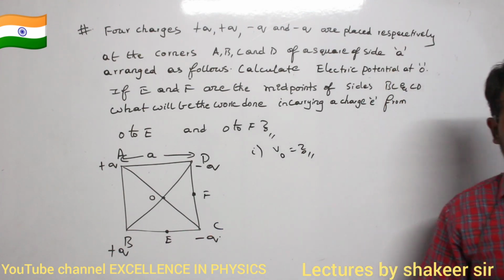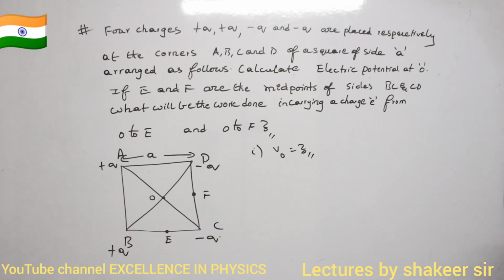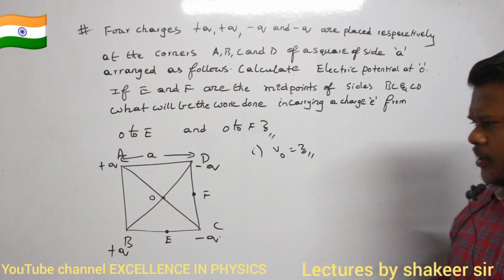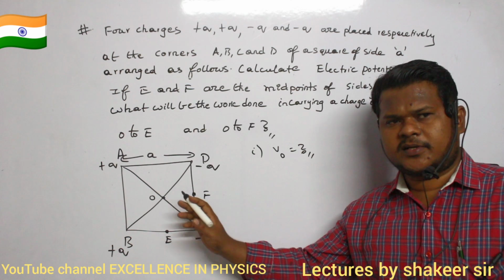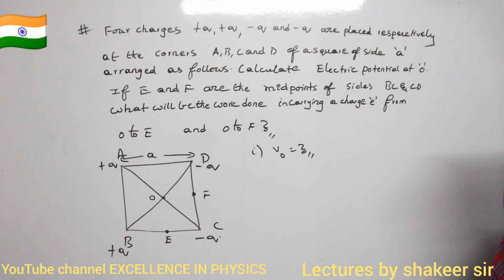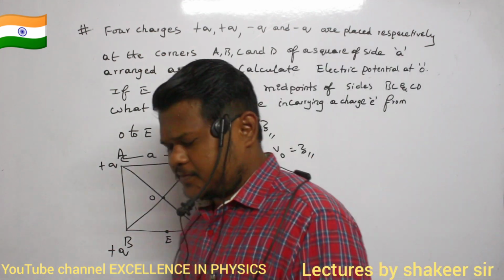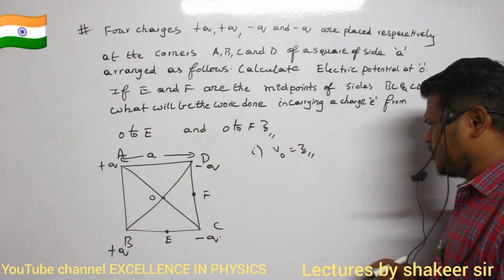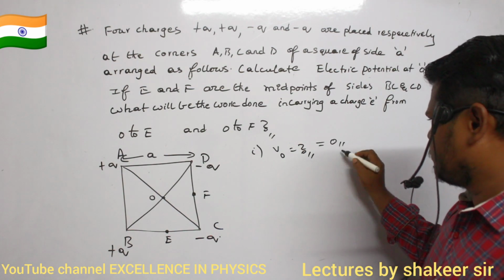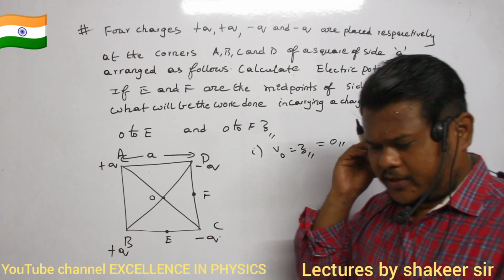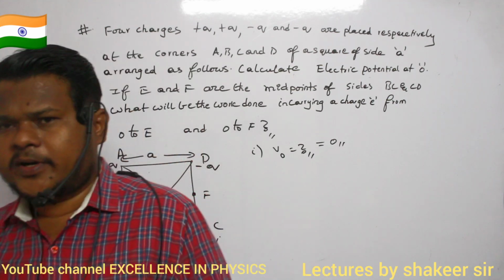So can you say how can we calculate, anybody? Electric potential at point O means exactly at the center of this square. Anybody, can you say the answer? Without any calculation also we can say the answer. No need of any calculation. 0. Electric potential at point O is 0. Why it is 0?